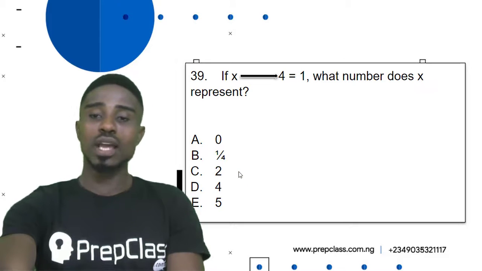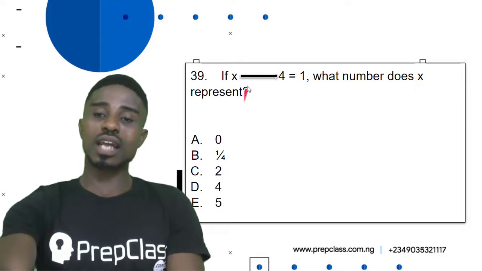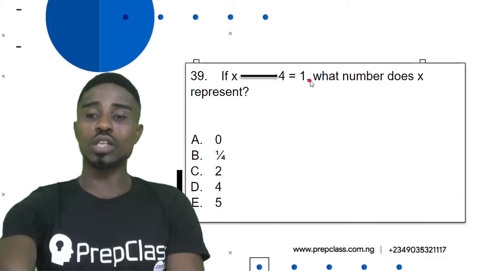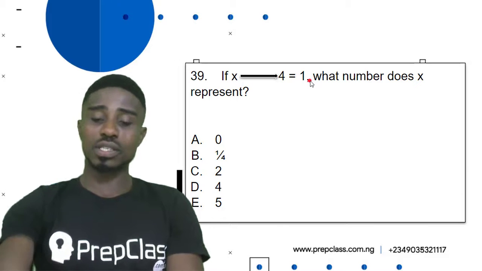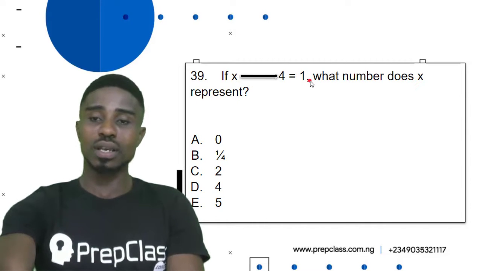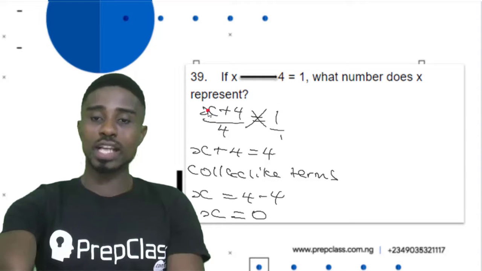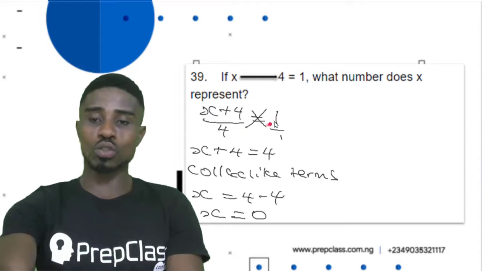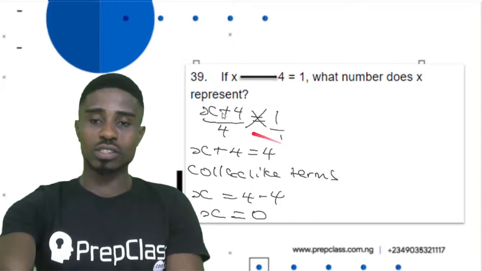Question 39. If x and an arrow pointing to 4 equal to 1, what number does x represent? Let's see how to get it done. So it will be x plus 4 over 4 equal to 1. Then we'll make it look like a fraction divided by 1. Because this is a fraction, we need to make this look like a fraction.